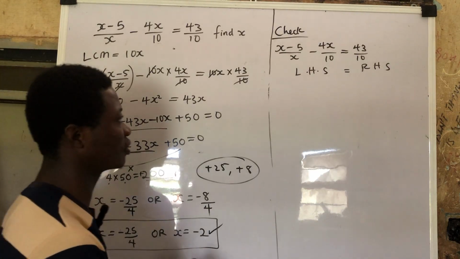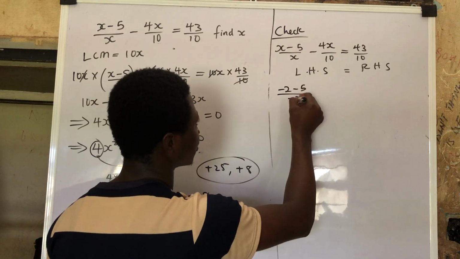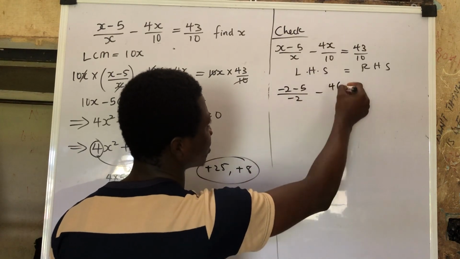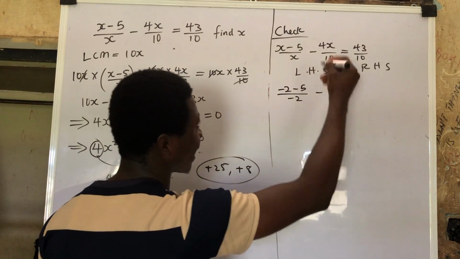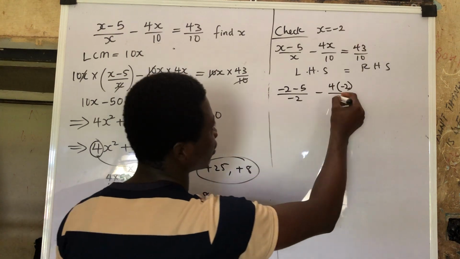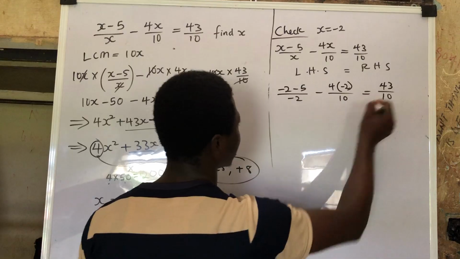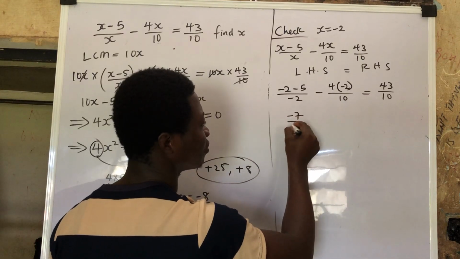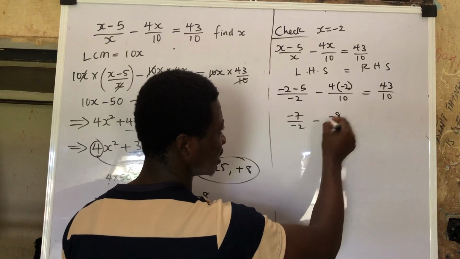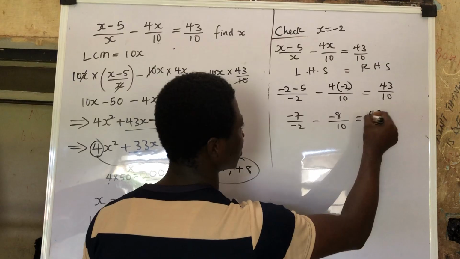So let's do that. I'm going to be substituting minus 2. By the time I put minus 2, I have minus 2 minus 5 over minus 2, right? Then minus 4 multiplied by minus 2. Anywhere I see my x, I'll put minus 2. Now, over 10. So let's see if this will give us 43 over 10. In this case, we have minus 7 over minus 2 minus minus 8, right? Then over 10. So let's see if we get 43 over 10.